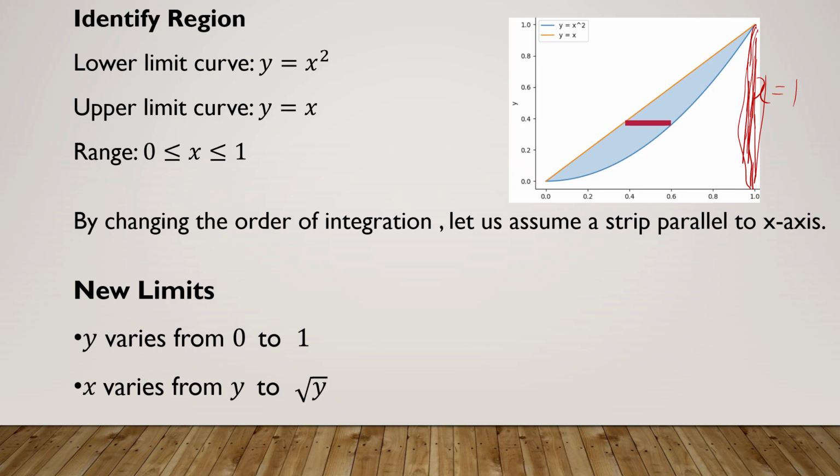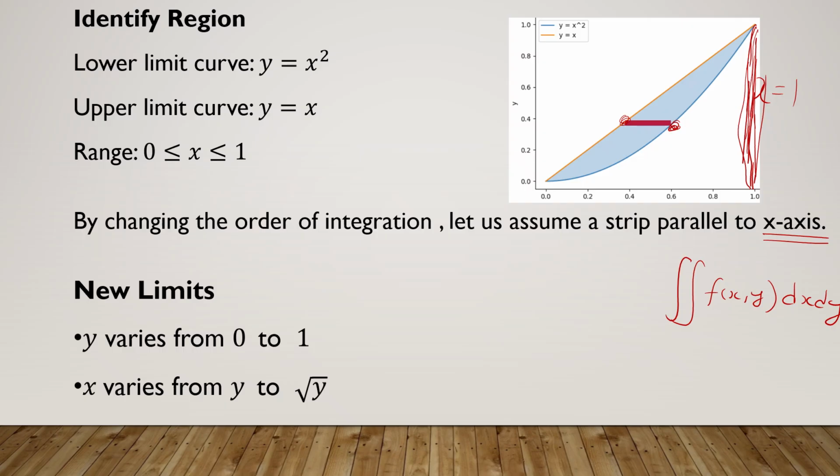Now we need to change the order of integration. So let us assume a strip parallel to the x-axis for changing the order. Changing the order means the order should be changed as dx dy. So I am assuming a strip parallel to the x-axis, a horizontal strip. The lower end of the strip meeting the straight line gives the lower limit. The upper end of the strip meeting the parabola will give the upper limit of x.